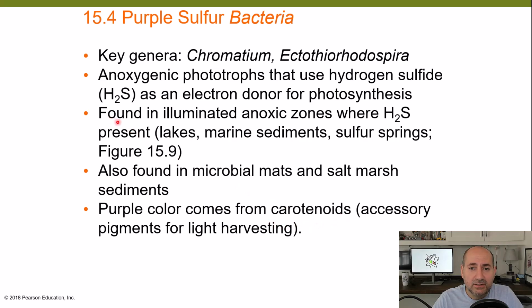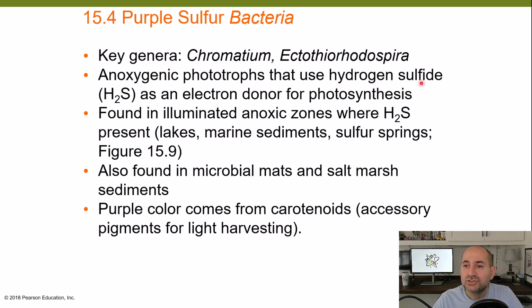They are found in anoxic zones. They do not produce oxygen. They are anoxygenic phototrophs. And remember, what does that mean? If they don't produce oxygen, that means they don't use water as their electron donor, as their electron source. So let's look at what the purple sulfur bacteria use as their electron source.